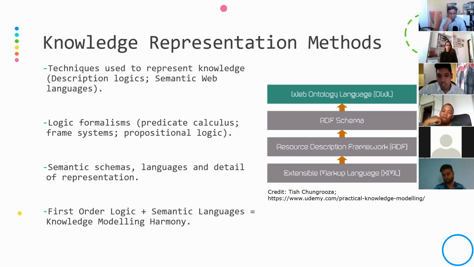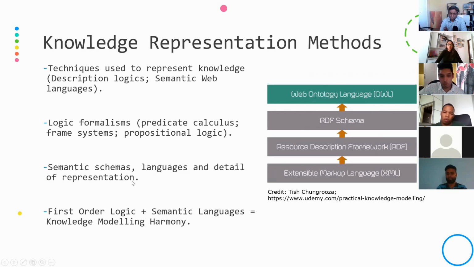As far as semantic schemas and languages and varying degrees of detail of representation are concerned, I'd like to direct your attention to the diagram on the right. Credit here goes to Tish Shangruza, who constructed this diagram. As you can see, based on the knowledge which you choose to represent, or to go about structuring your ontology, the further the degree of detail and the more rigorous your ontology can be. So from extensible markup language all the way through to the more widely accepted and well-used Web Ontology Language, or OWL, this is ideally where our ontology development for our group is currently happening.